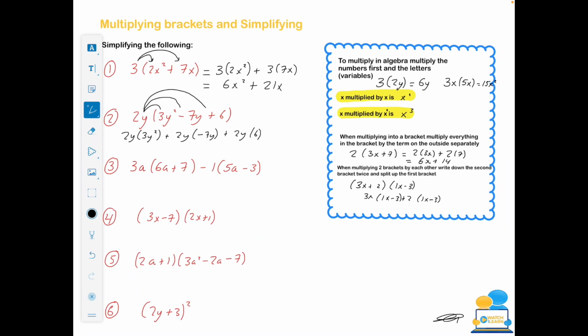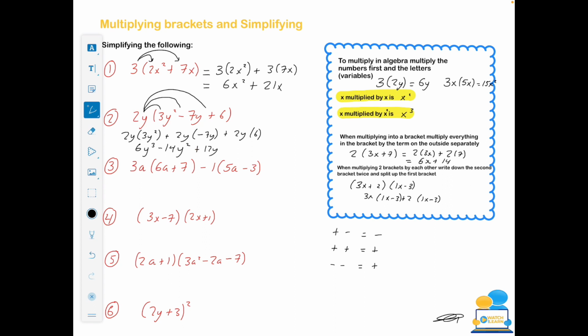So here we're going back to our key rules on the right. To multiply 2y by 3y squared, we're going to multiply the numbers first. 2 multiplied by 3 will give me 6, and y multiplied by y squared will give me y cubed. Next we have 2y multiplied by minus 7y. 2 by minus 7 is minus 14. Why? Because a positive multiplied by a negative is a negative. Two positives multiplied together are positive, and two negatives multiplied together is a positive as well. You can check that on your calculator anyway. You could put in 2 multiplied by minus 7, it will give you minus 14. And then we have y multiplied by y, which will give me y squared.